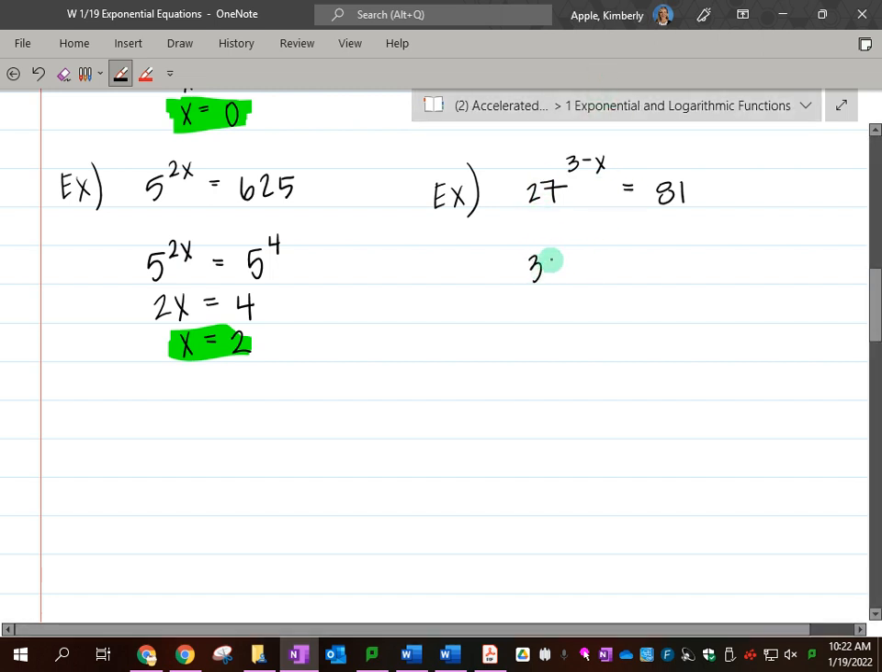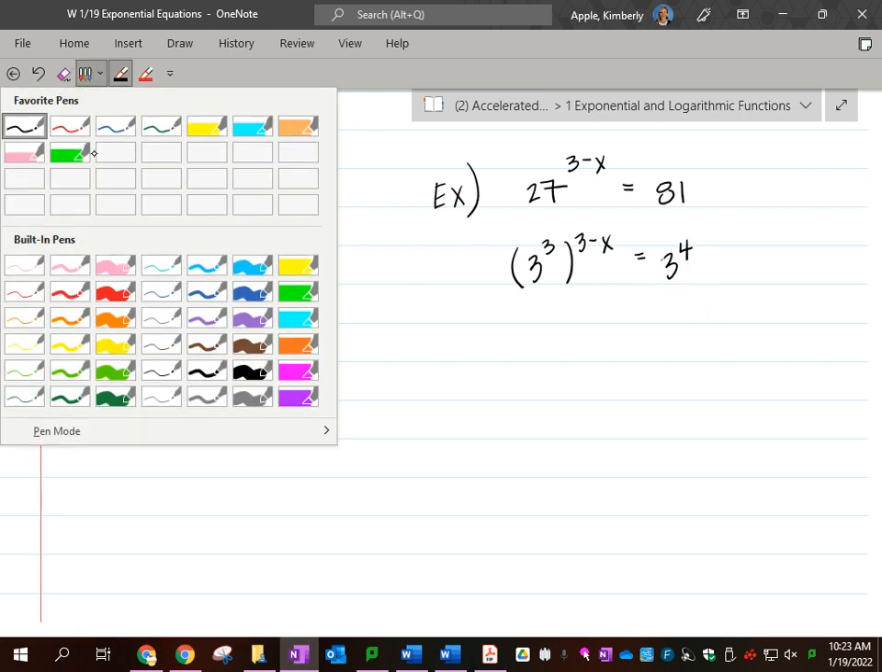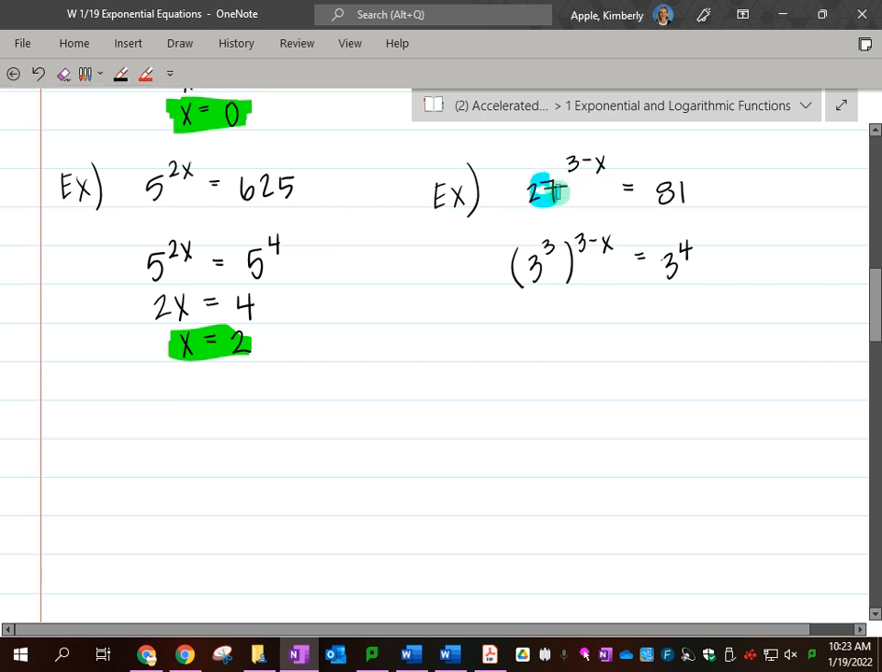So 3 to the third power will give me 27. And then I've still got this power out here, right? What's 3 to the fourth? 81. Let me double check. I'm pretty sure, but I want to double check. Yeah. So all I did here, just to use some color to bring your attention to it, is I just took that 27 and rewrote it. And I did it in parentheses because I got this other power out here, okay?